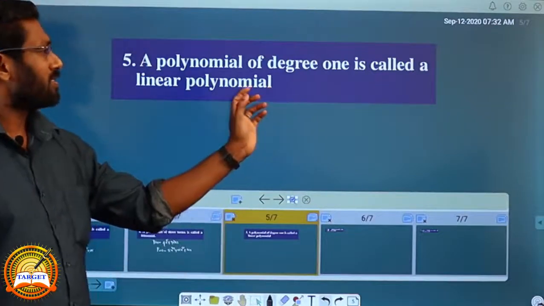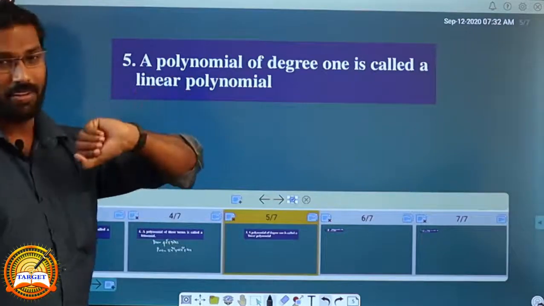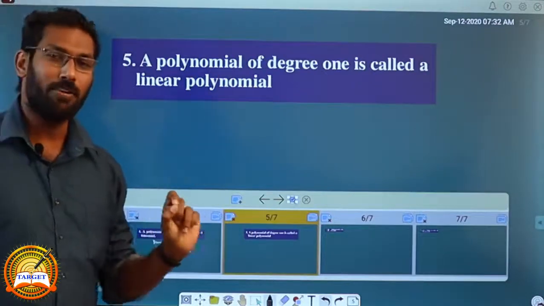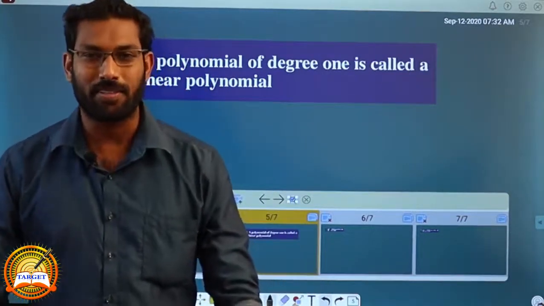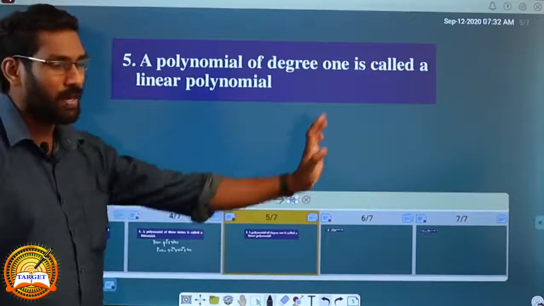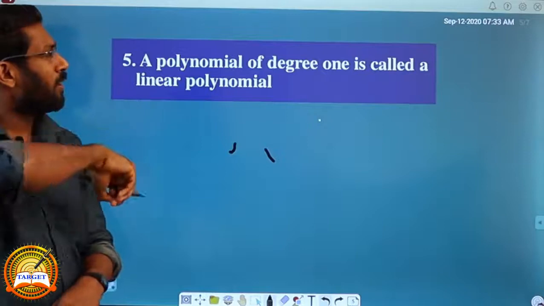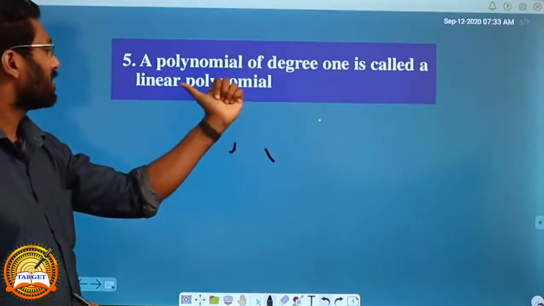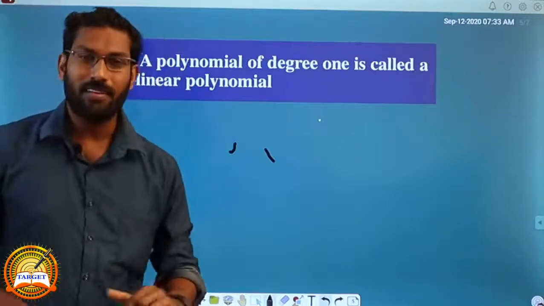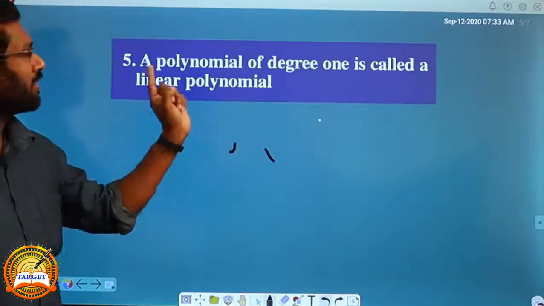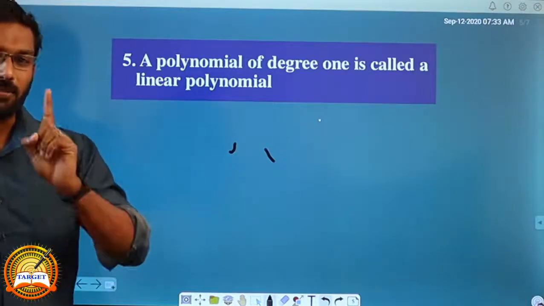Now we have to discuss another type of classification of polynomials based on the degree. We studied the degree of the polynomial is the highest exponent of the variable in a polynomial. Based on the degree also we can classify polynomials. Listen, a polynomial of degree 1 is called a linear polynomial. So what's a linear polynomial? Linear polynomial is a polynomial of degree 1. Degree 1 means the highest exponent of the variable in the polynomial should be 1.